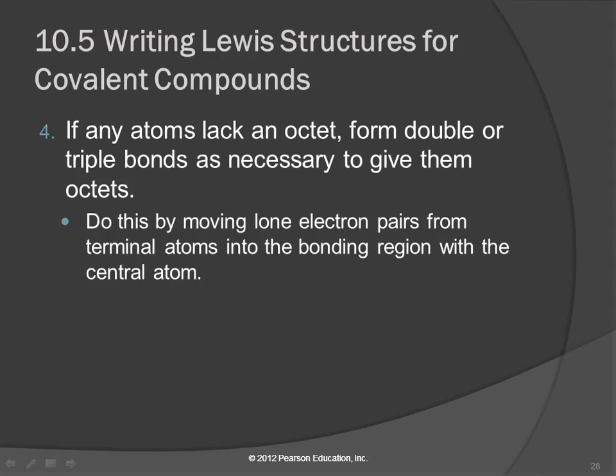Sometimes you'll run out of electrons. So when you're done distributing electrons, if any of the atoms lacks an octet, then form double or triple bonds. If there aren't enough electrons to satisfy everyone, then we need to share some more, like with the oxygen and the nitrogen molecules. Just a single bond didn't fix the situation. Oxygen needed a double bond, nitrogen needed a triple bond so that each of them could have an octet. So we take lone pairs from atoms that are on the ends and we move them into the bonding region.